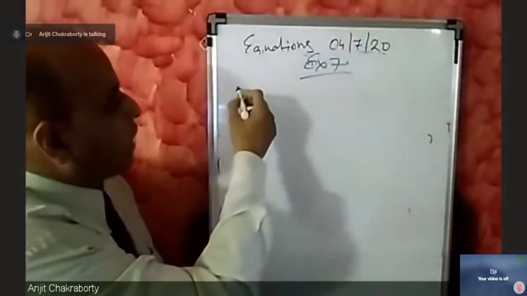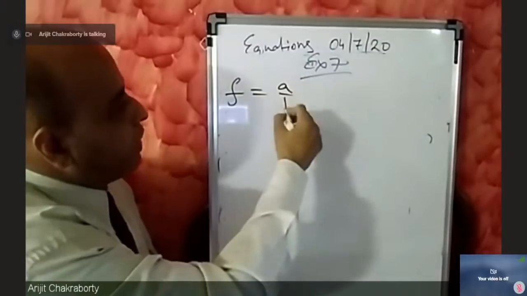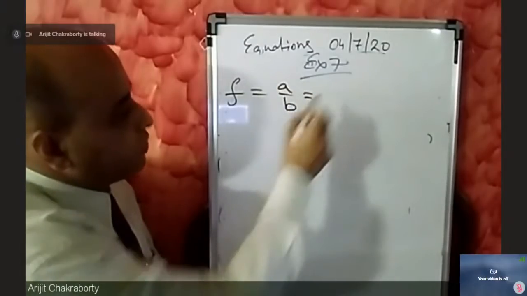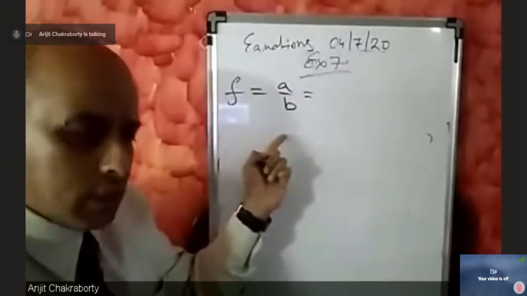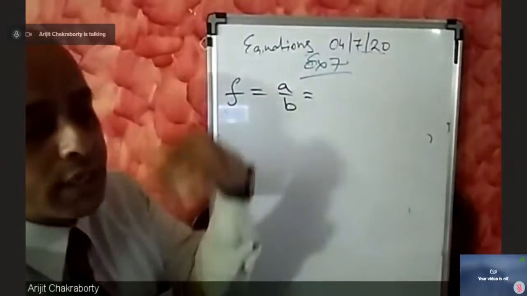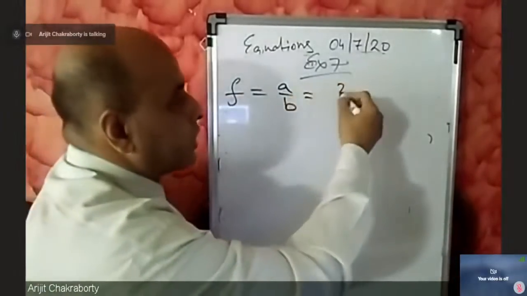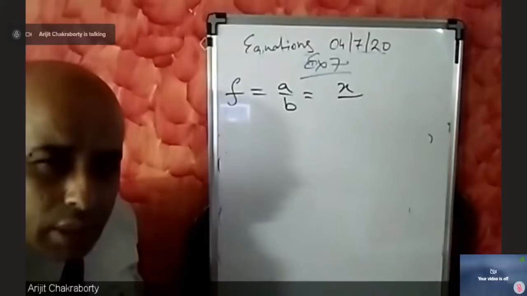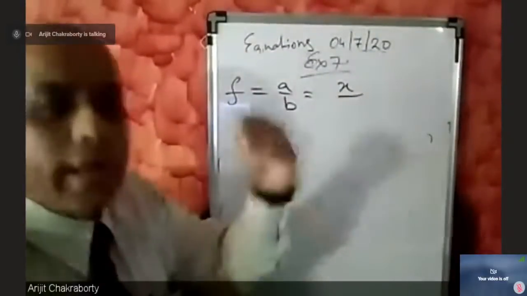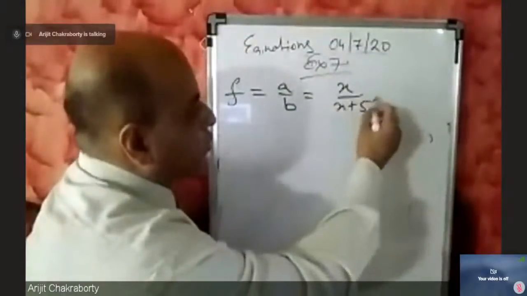So a fraction is, say, a by b. In this case, a is the numerator and b is the denominator, and the denominator exceeds the numerator by 5. So if I assume that the numerator is x, then the denominator is x plus 5. Okay, so we have x plus 5. So this is the fraction.